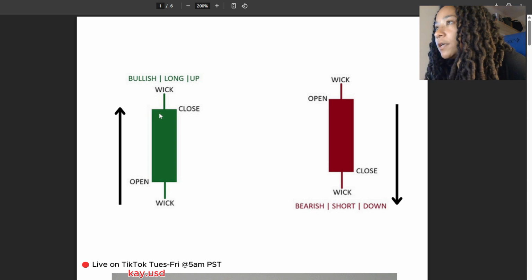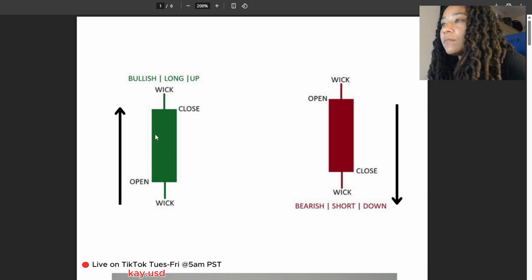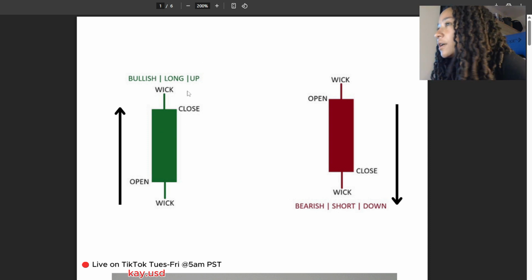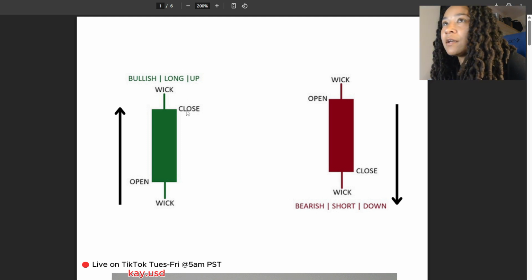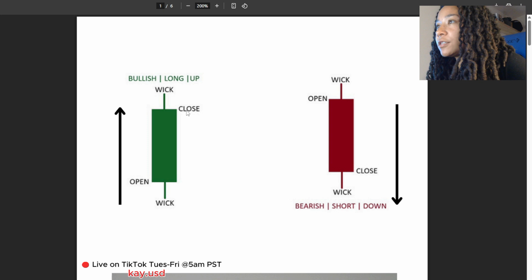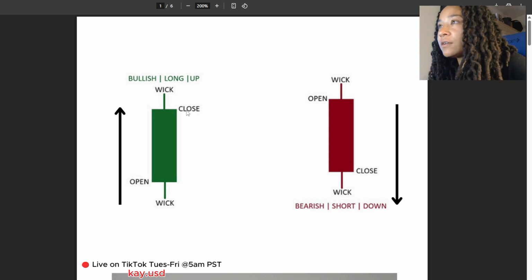So let's talk about the anatomy of a candlestick. Here's a bullish candlestick, bullish meaning long or going up. It's usually green. You can change the colors of your candlesticks if you want, but green and red, that's how I've kept them, and it works for my psychology, right? It's easy to identify, no questions asked.